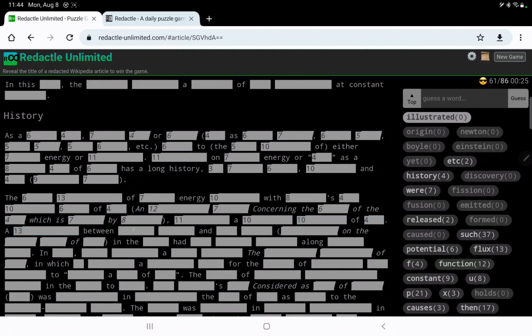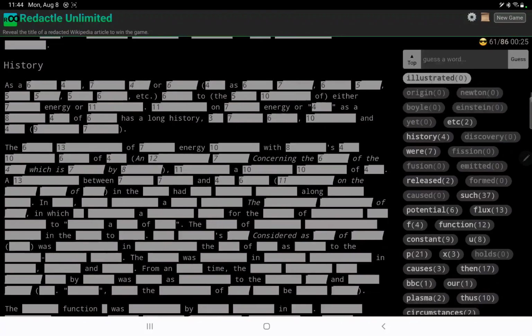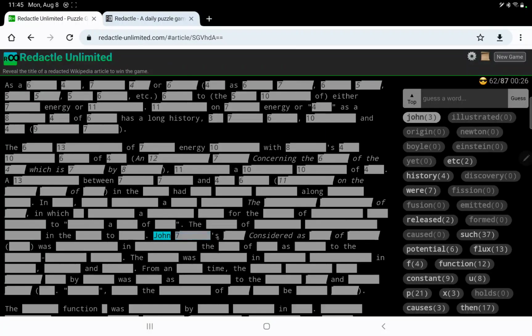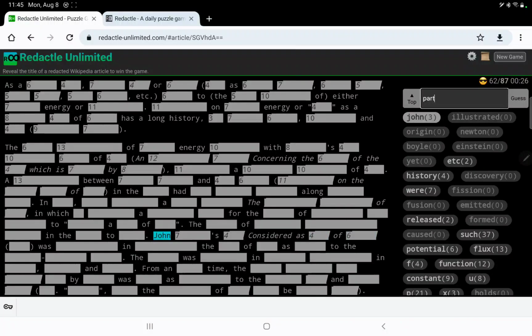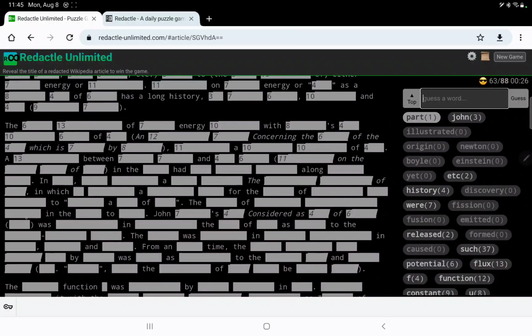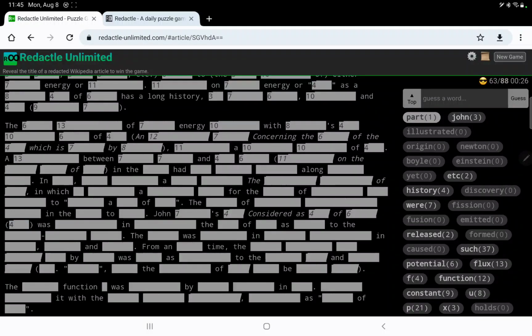Something between 7, 6, sorry, 7, 7, and 4, 6. So I presume that's a joint effort between two people. Well, let's try good old John. No, we do have John down below. John 7's 4 considered as part? No, considered as 4 of 6.